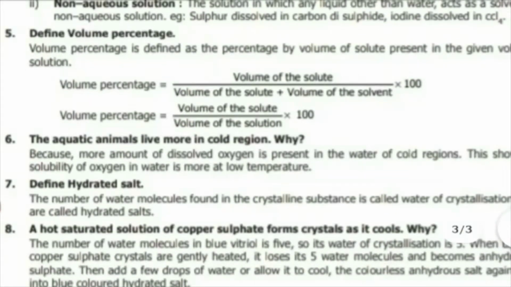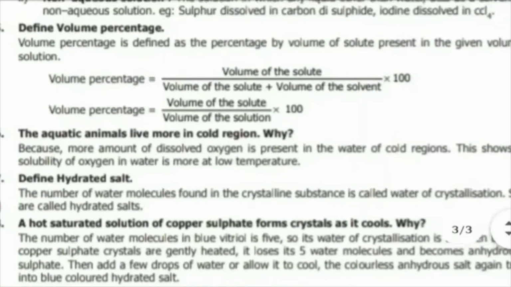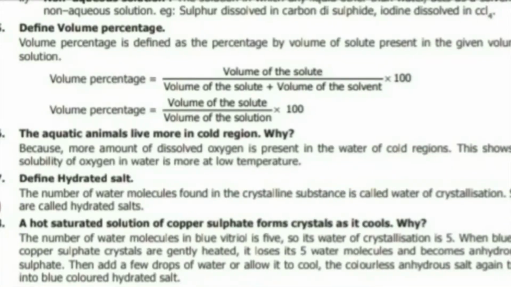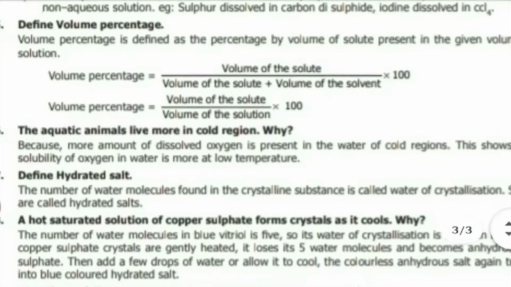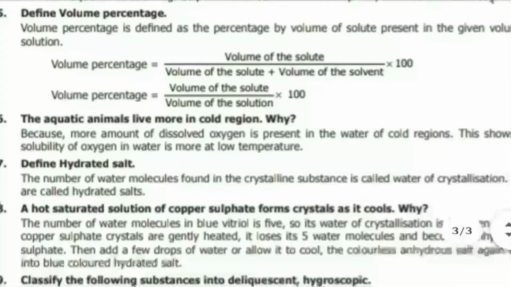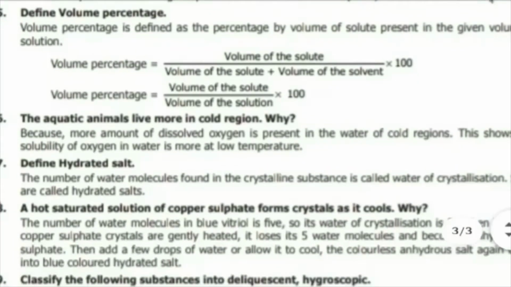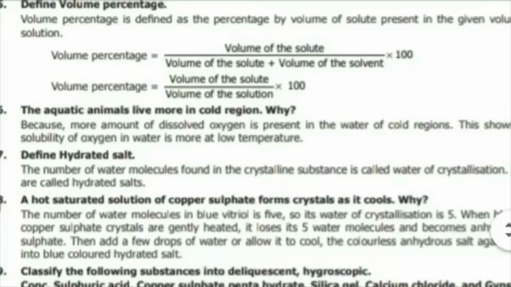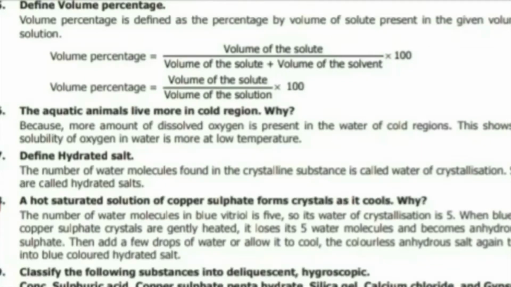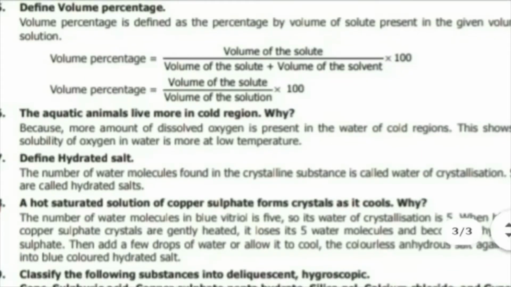Next, question number 5. Define volume percentage. Volume percentage is defined as the percentage by volume of solute present in the given volume of the solution. Next you write the formula. Volume percentage is equal to volume of the solute divided by volume of the solute plus volume of the solvent into 100. Next, volume percentage is equal to, the numerator you write the same, volume of the solute divided by volume of the solution into 100.